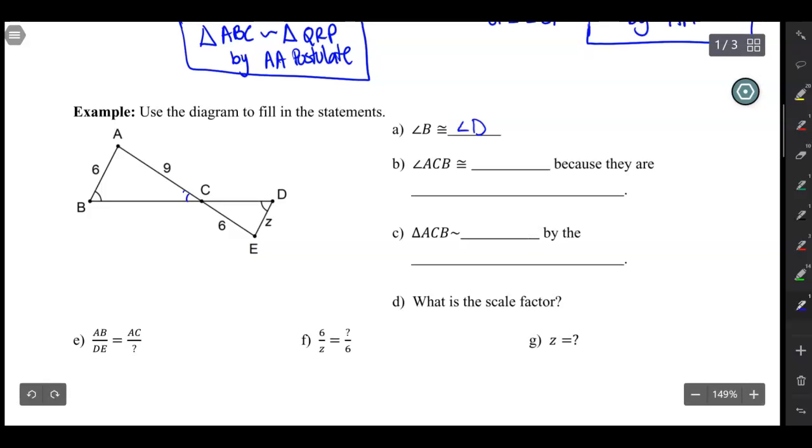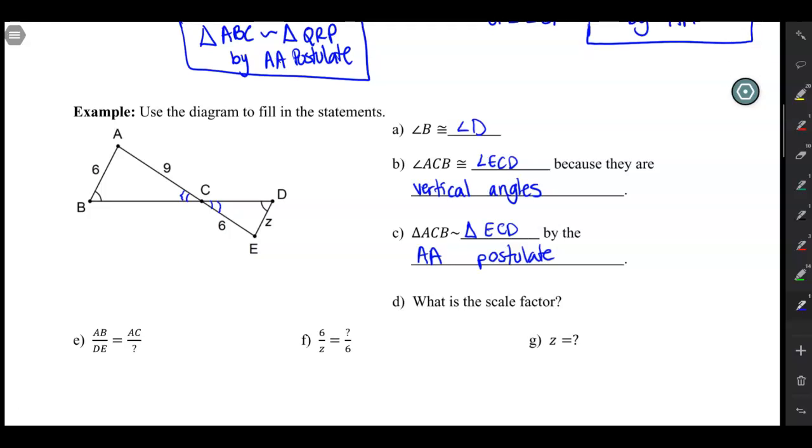If you look at angle ACB, that is going to be congruent to angle ECD. And the reason why is because they are vertical angles. So remember, vertical angles are ones that are across from each other when two lines cross, and they're always congruent to each other. So that means we found another pair of congruent angles. So we can say that triangle ACB is similar to triangle ECD by the angle-angle postulate.